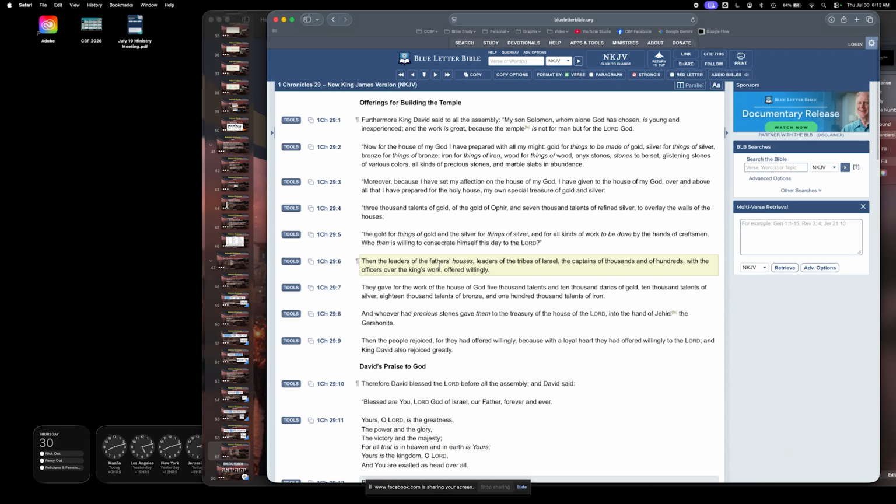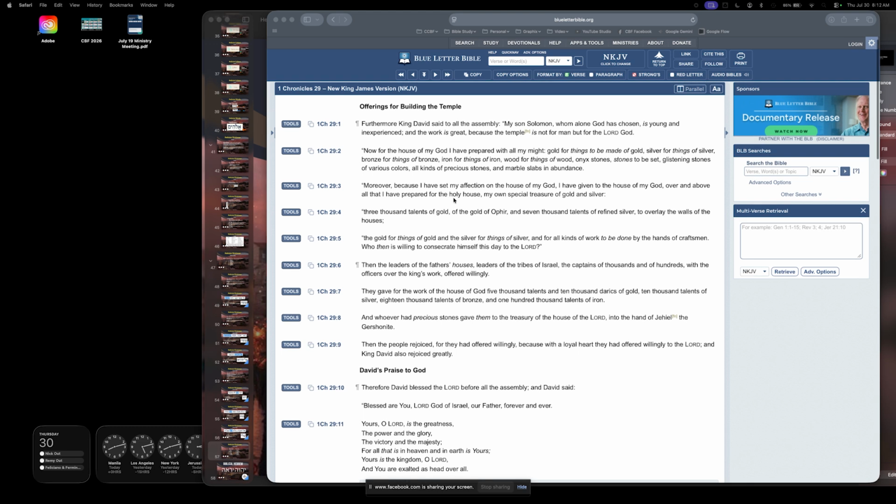So there we go. Now, let's back up real quick, because we want to take a peek as well at what the context is of what's happening overall. For there is the offering for the building of the temple. So your context here is David, towards the end of his life, preparing to build the temple.